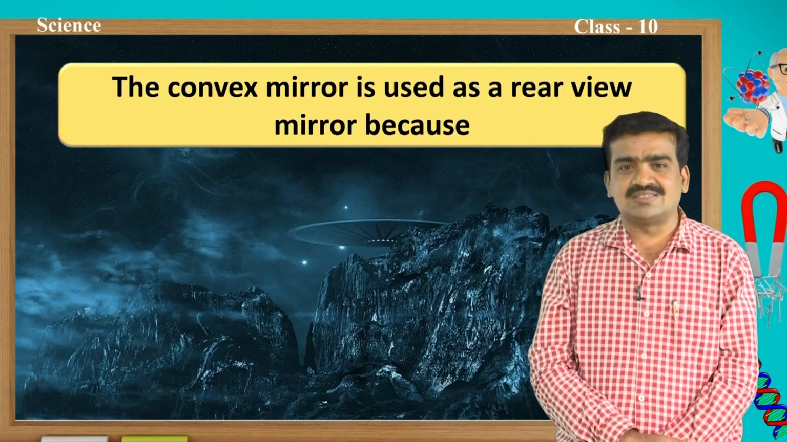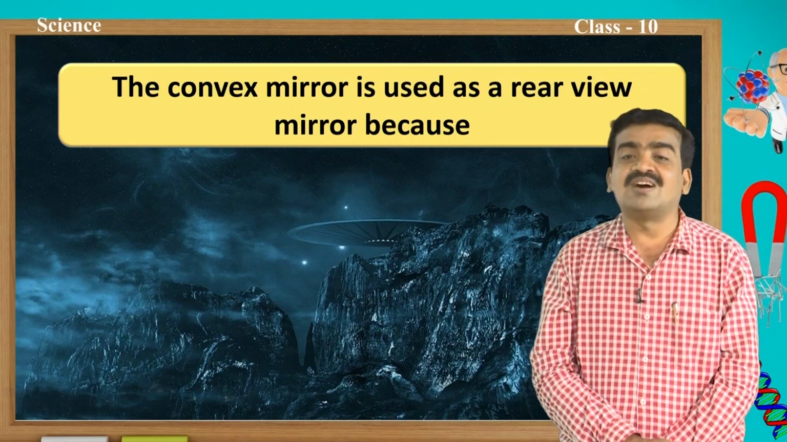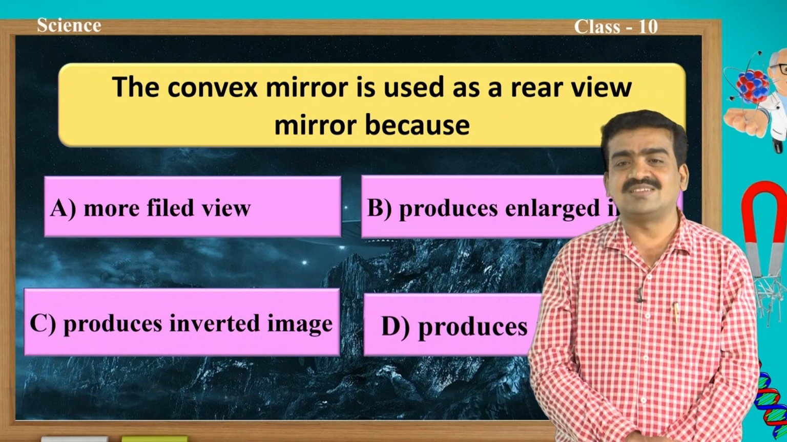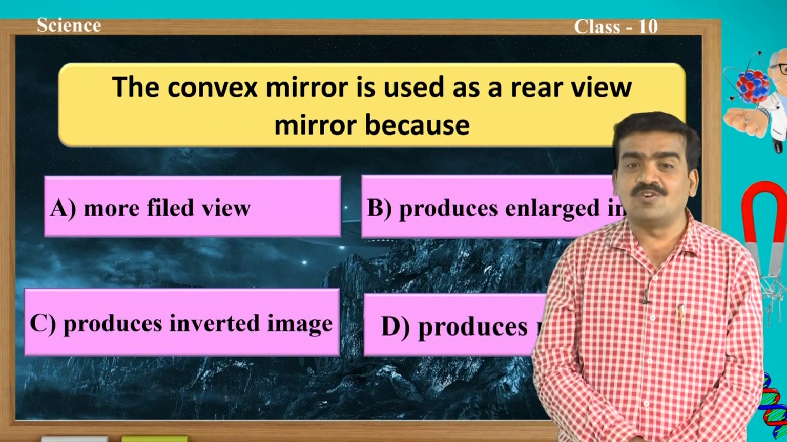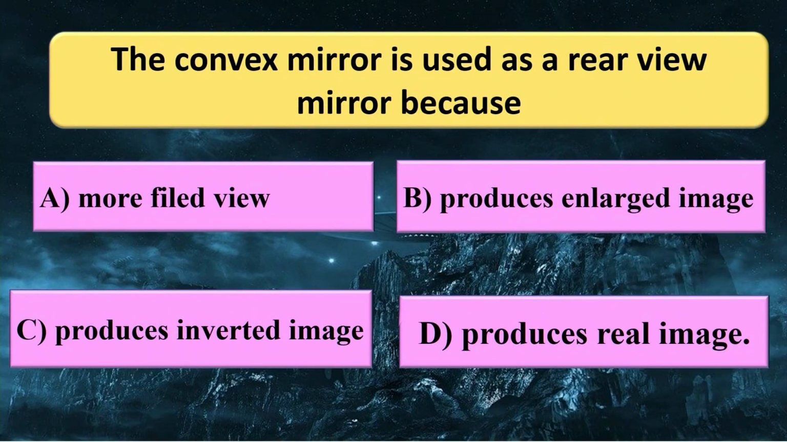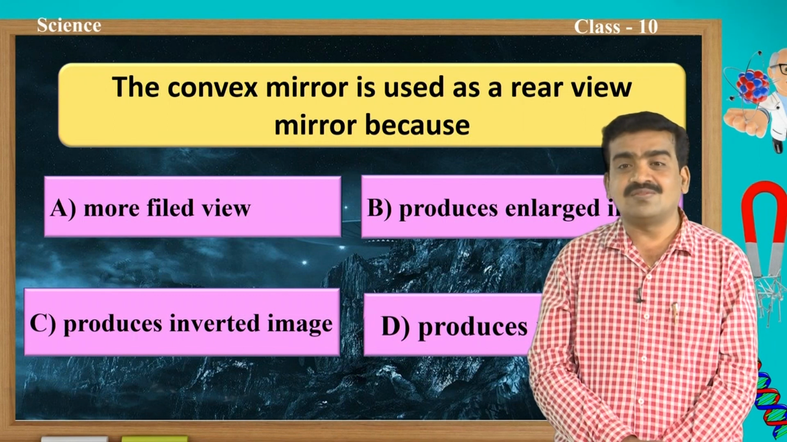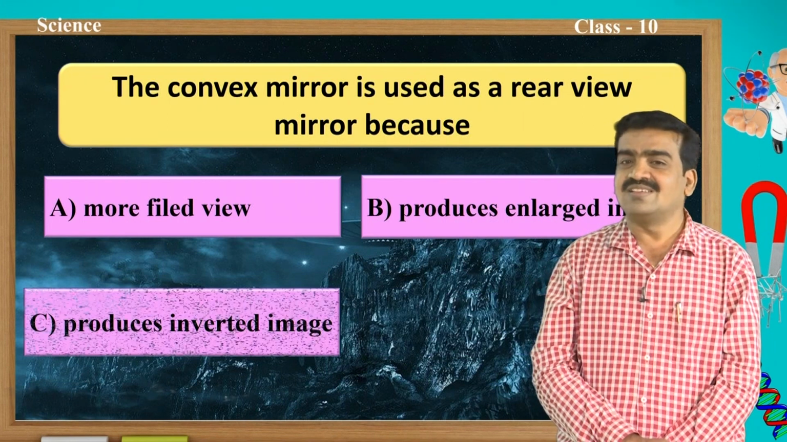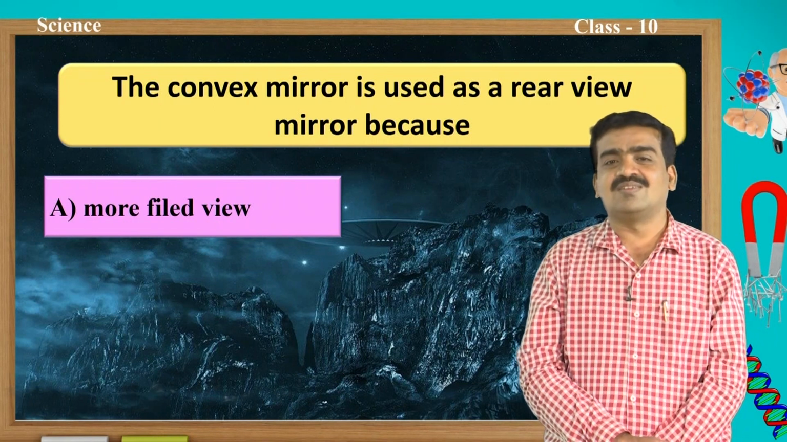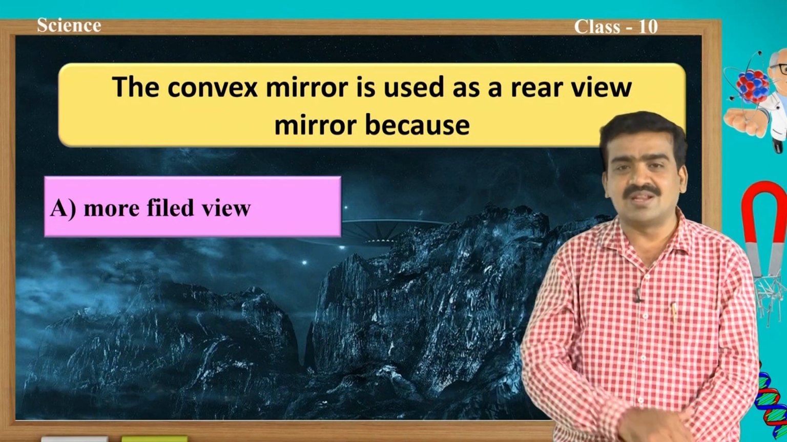The next question is: the convex mirror is used as a rear view mirror because... you have to find the reason among 4 options. The 4 options are: A, it gives more field of view; B, produces an enlarged image; C, produces an inverted image; D, produces a real image. Which is the correct answer among the 4 options? It is A. Your answer is correct. It gives more field of view, that is why it is used as a rear view mirror.